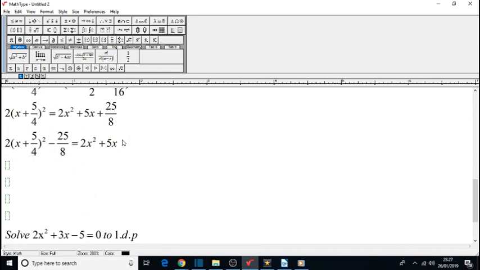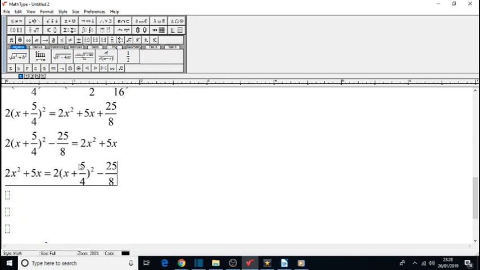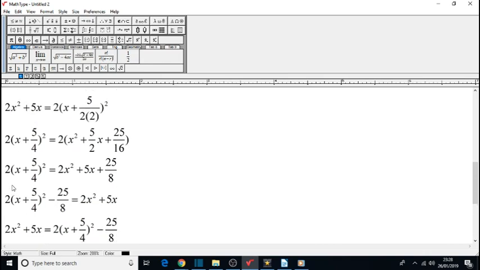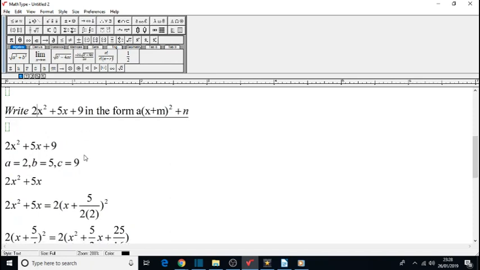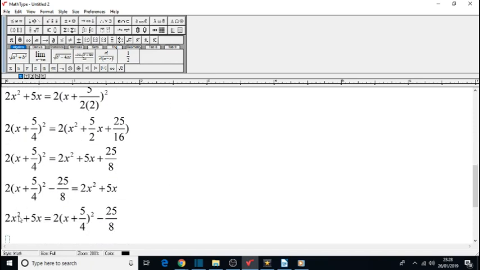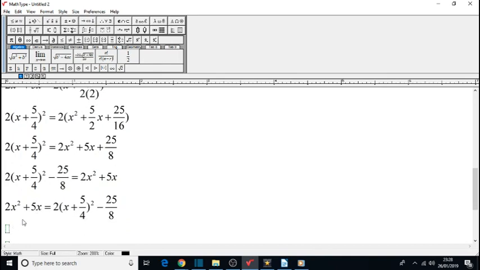So now we just switch positions, so it's still equal to each other. So 2x squared plus 5x is equal to 2(x + 5/4) squared minus 25/8. See now, because the original equation was 2x squared plus 5x plus 9, we already have 2x squared plus 5x. We need to plus 9 to make sure that it matches the original equation. What you do to the left-hand side, you must also do to the right-hand side.